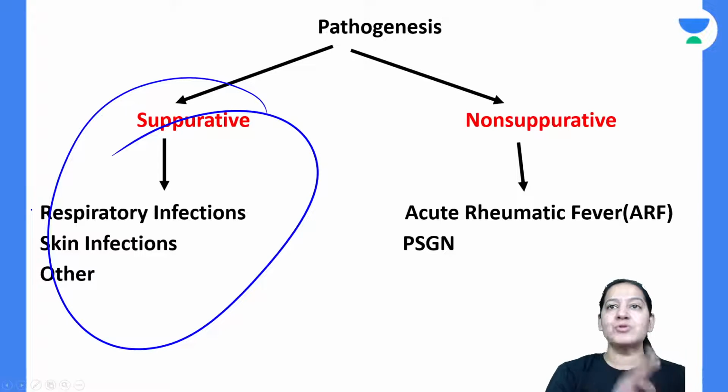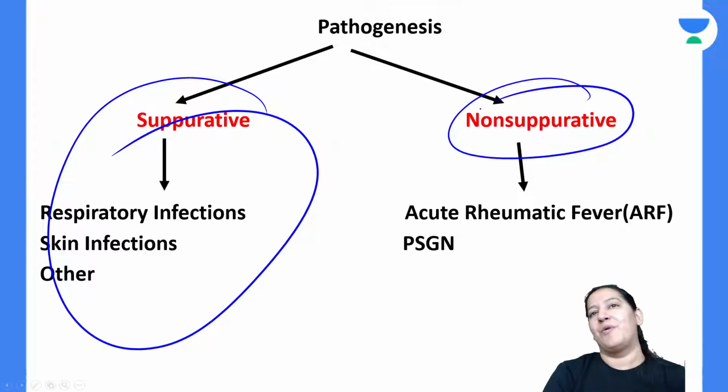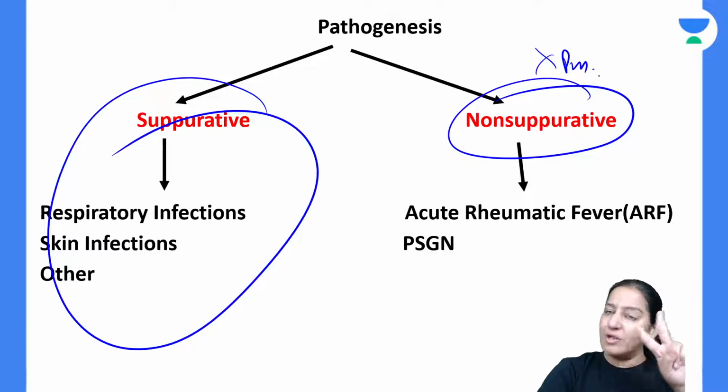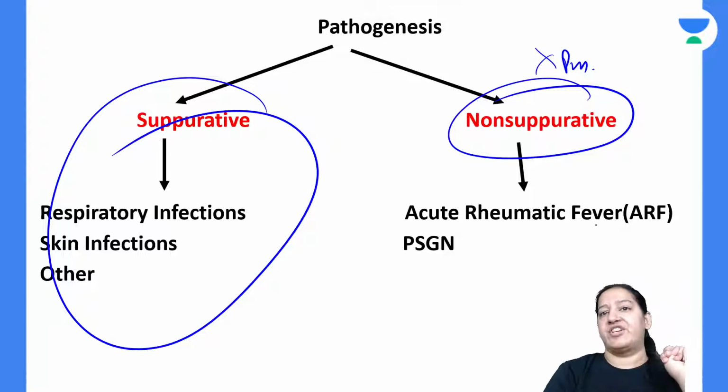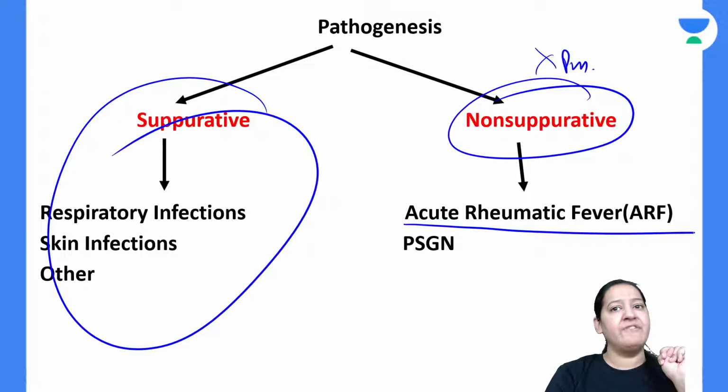Suppurative infections are not so important. The non-suppurative ones are more important. Here no pus is found. So there are two non-suppurative infections. One is acute rheumatic fever, one is post streptococcal glomerulonephritis.